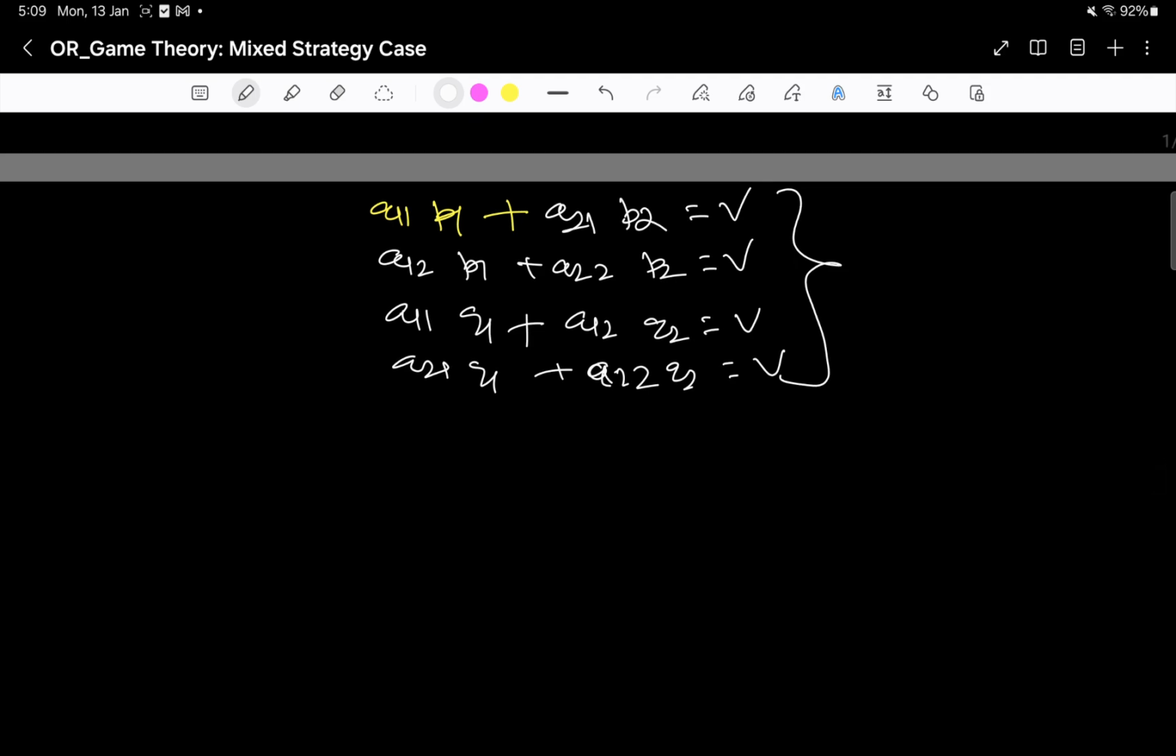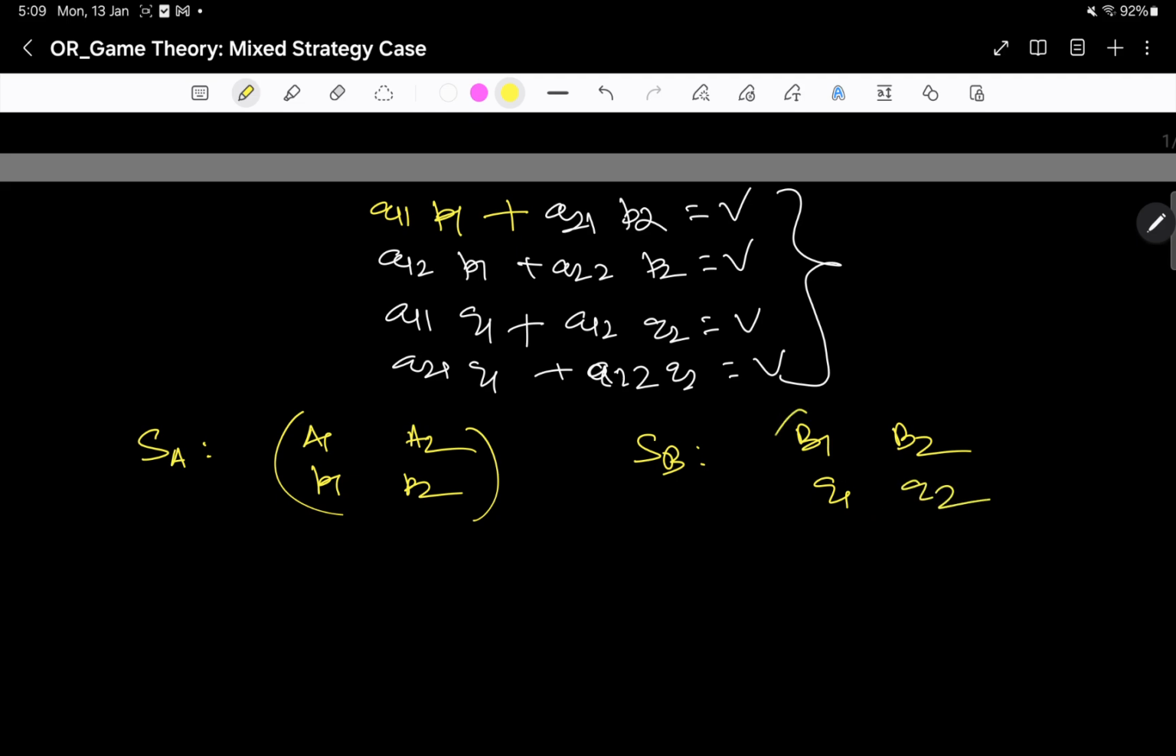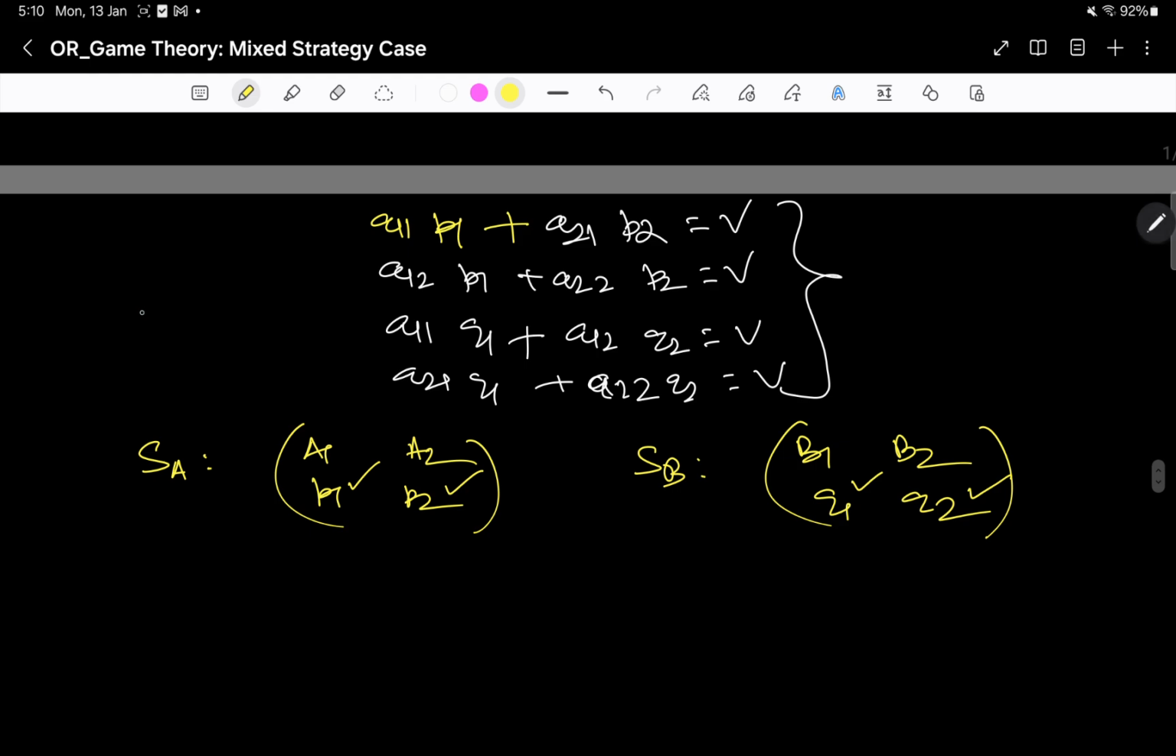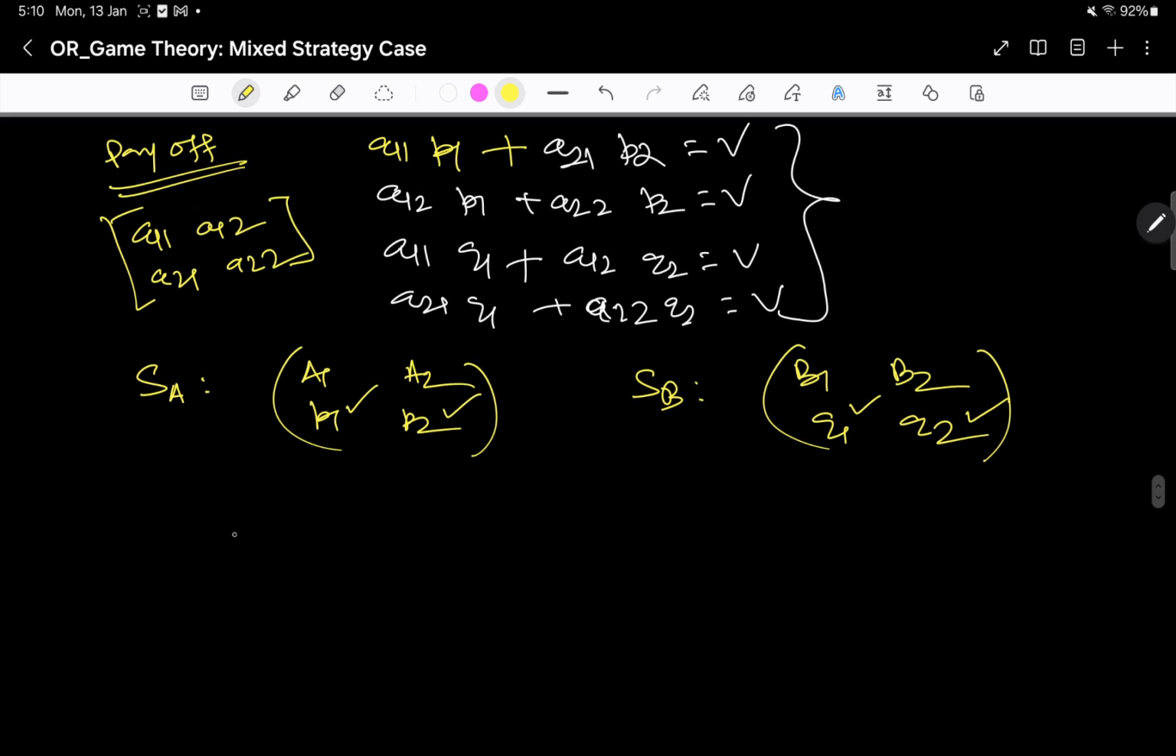As you know, here SA is A1 A2 P1 P2, and SB is B1 B2 Q1 Q2, and we have to find what P1, P2, Q1 and Q2 are, and what the value of the game is. The matrix is A11 A12 A21 A22, and this is the payoff matrix. Now what is V, the value of the game?